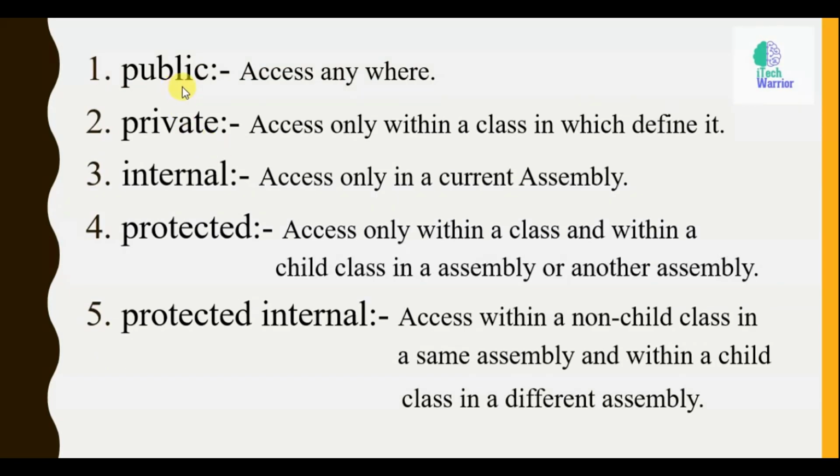Public means access anywhere, no restrictions. Private, access only within the class in which it is defined. Internal, access only in the current assembly. Protected, access only within a class and within a child class in the same assembly or another assembly. Protected internal, access within a non-child class in the same assembly and within a child class in a different assembly.